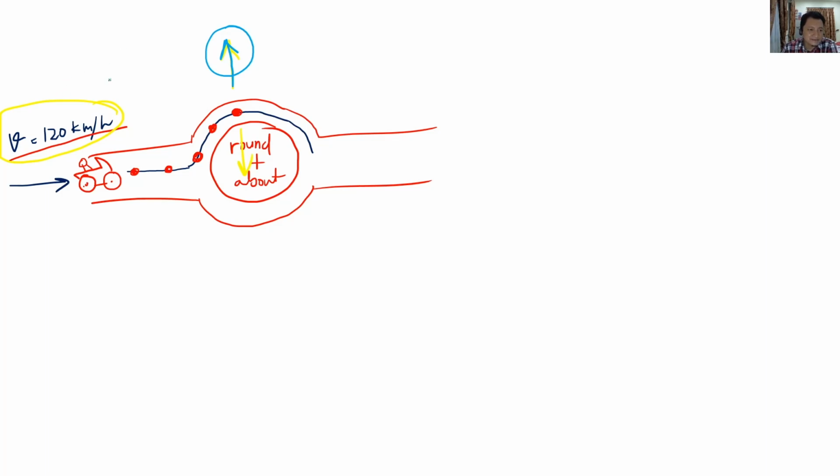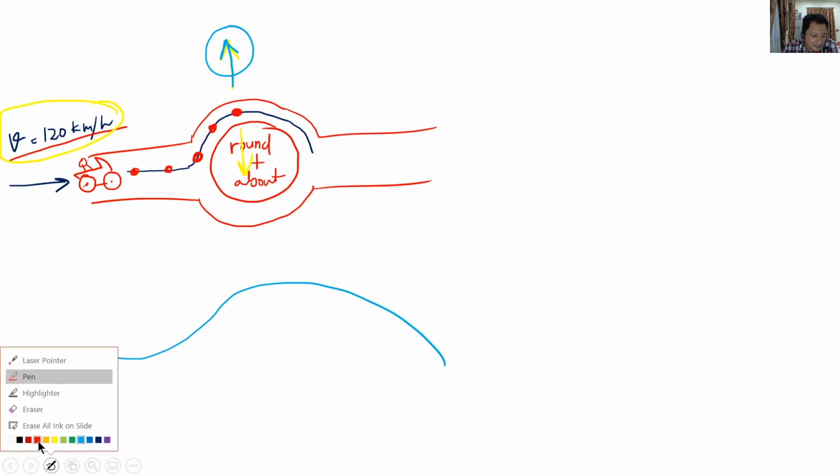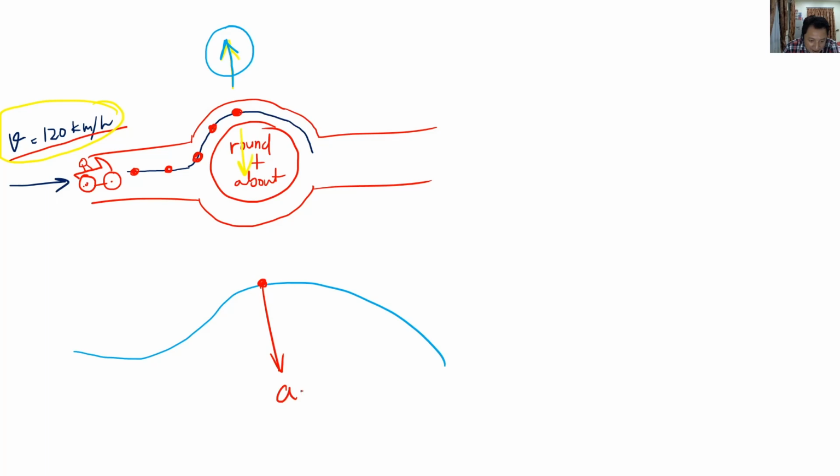Kenapa dia terbabas? Because of something called, whenever you move along a curvature, you're going to see something called A normal. A normal is the acceleration towards the radius of the curvature. Kalau A normal ada ke dalam ni, formula untuk A normal adalah V squared bagi dengan radius.